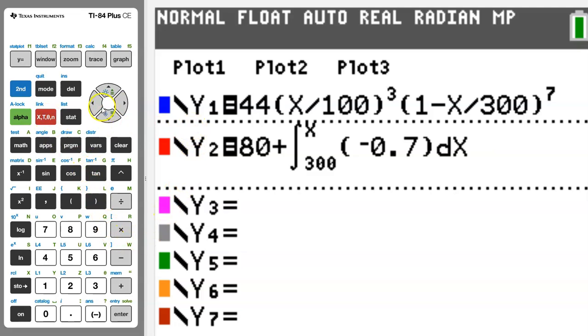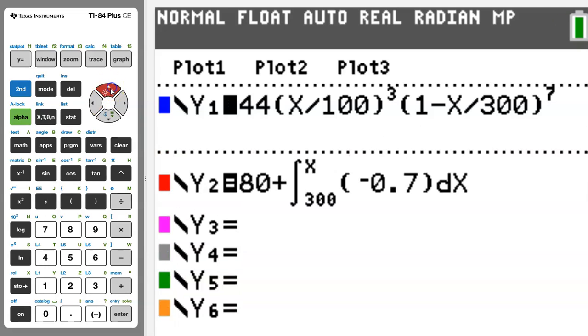So let's graph this. Right now, we have 2 functions highlighted. We only want to graph the second one. So I'm going to come back here, get on the equal sign of y1 and hit enter. So I'm turning this off. So when I hit graph, I will only be graphing the second function.